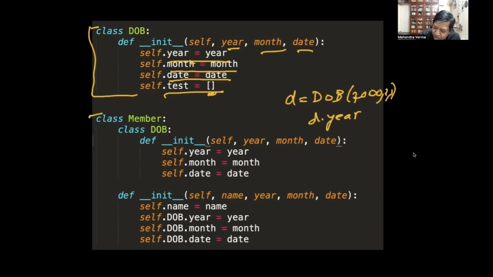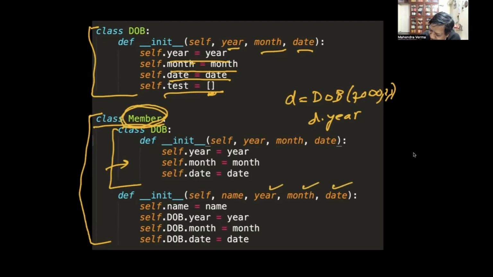Okay, in fact, it will print 2000. Now create a more complex thing called member, a human being, who has a name as well, along with the date of birth. So in the member class, I define this class within it. So there's a definition within a definition. Now I instantiate this member class. So I need to use init. Init has name, year, month, and date as well.